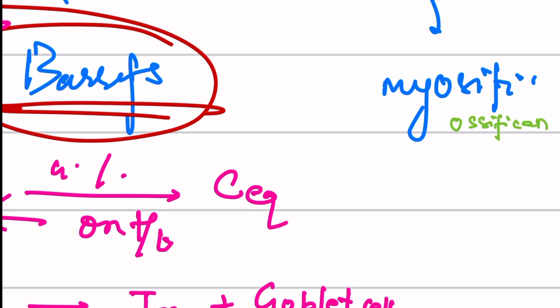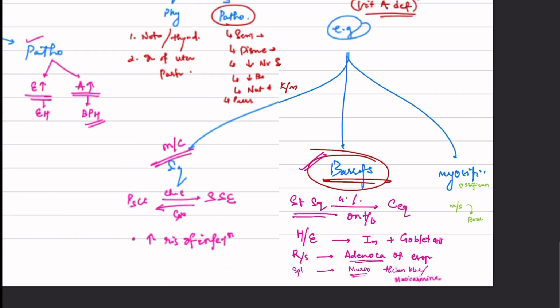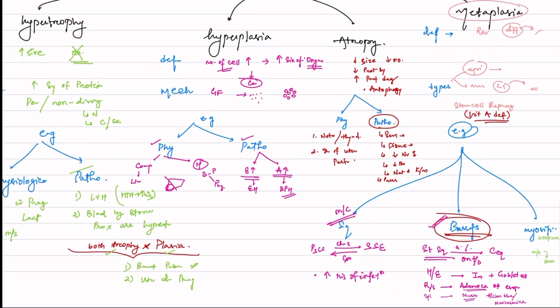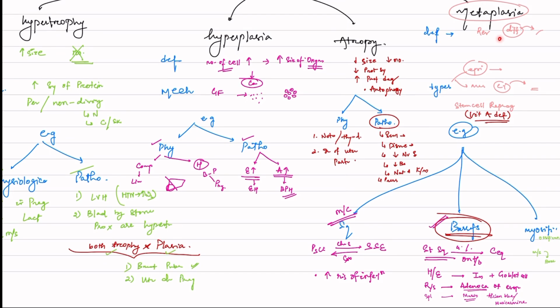Now this is the example of mesenchymal connective tissue metaplasia. What happens? The muscle changes into bone, meaning one form of connective tissue changes into another form of connective tissue. So overall, metaplasia is a reversible change in which one differentiated mature cell type gets converted into another. There are two types, one is epithelial, one is mesenchymal. Epithelial means conversion of the epithelium, and mesenchymal means conversion of the connective tissue. The mechanism is reprogramming of the stem cells, and there is a risk factor, that is vitamin A deficiency.